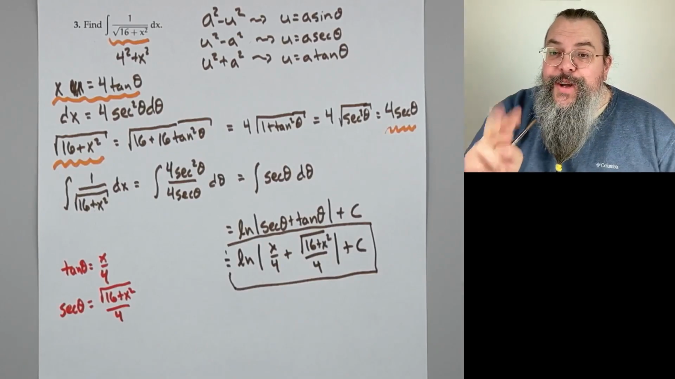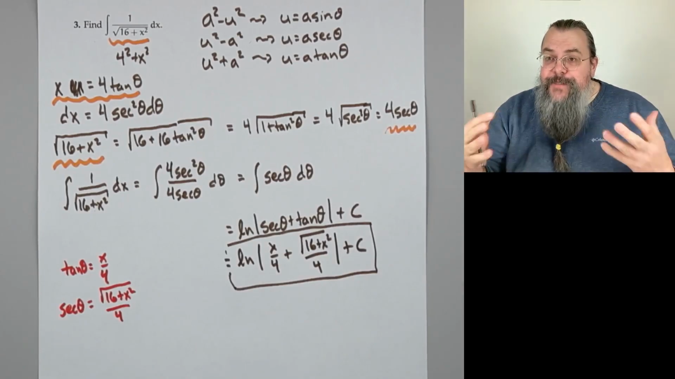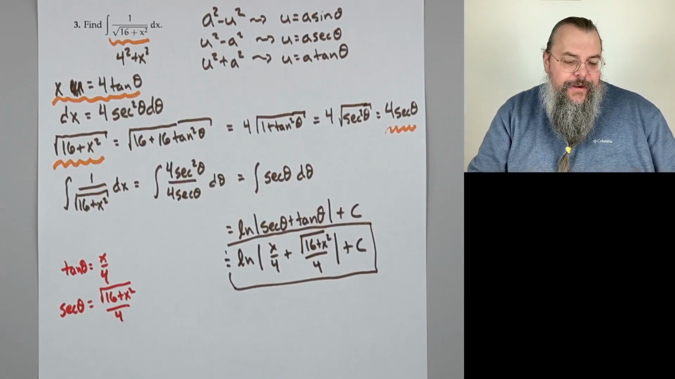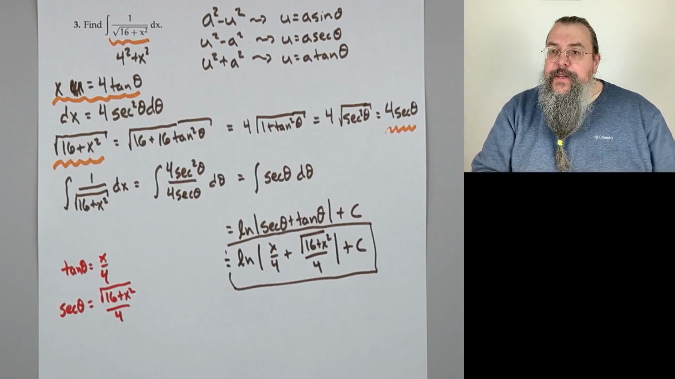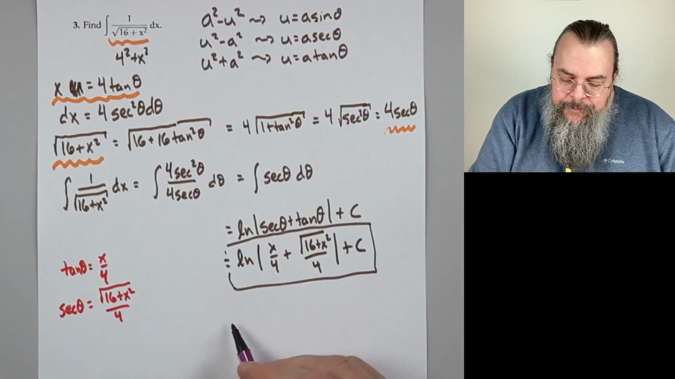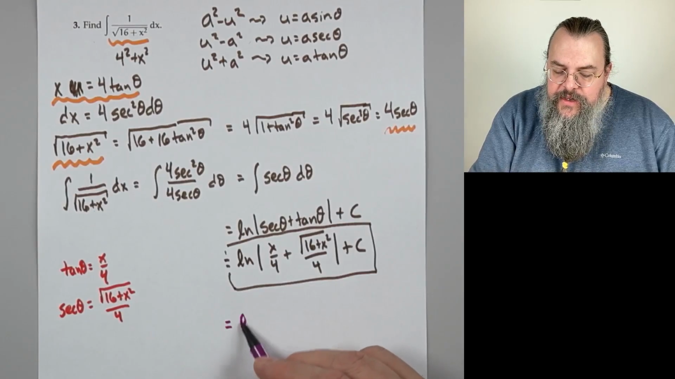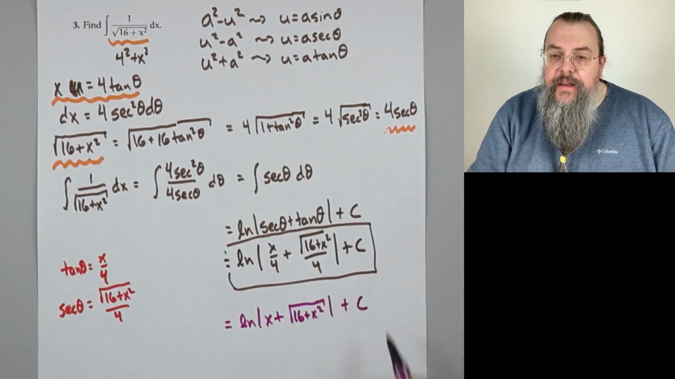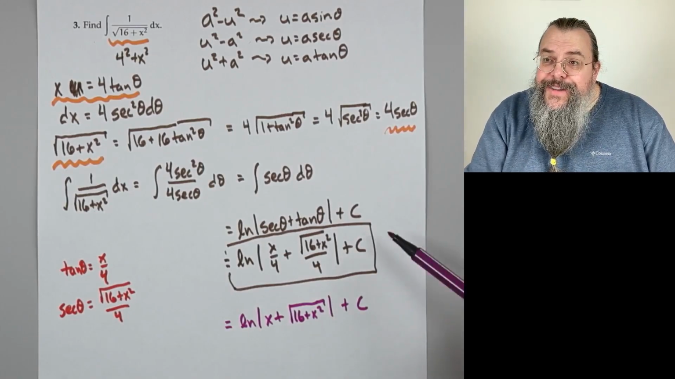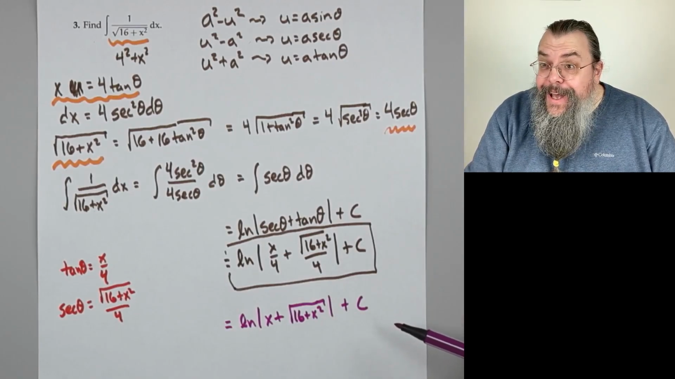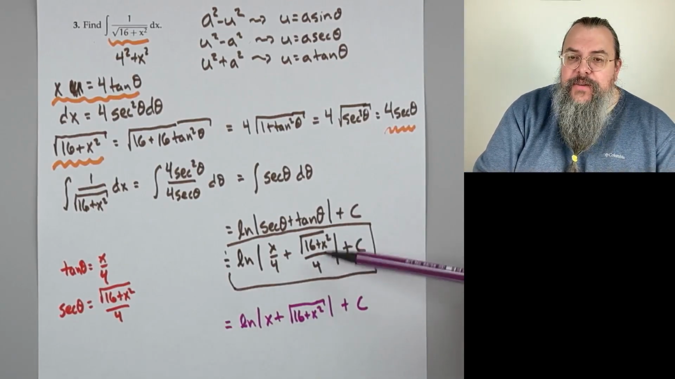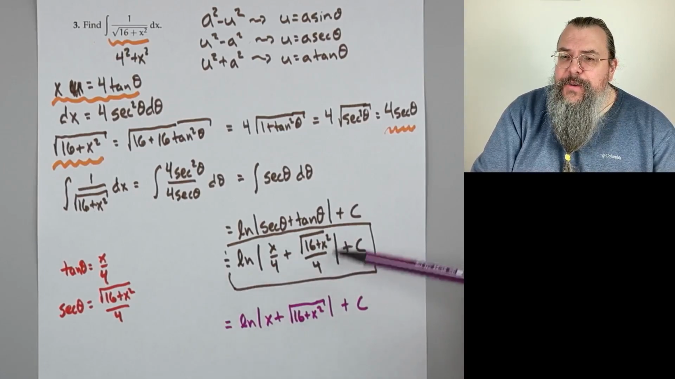All right, I'm going to make 2 more comments here. Even though we have our answer, this is the right answer, I'm going to make another answer right now. And here's a question for you. I claim that this is also the same as the natural log of x plus the square root of 16 plus x squared, plus c. Are those equal? Now, it doesn't feel that way, right? Because what's happening? Well, what's happening is we got rid of the over 4s.